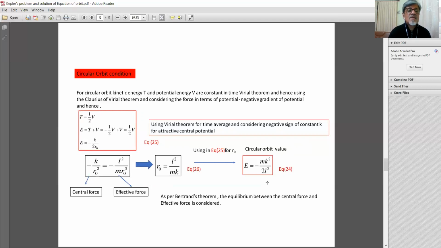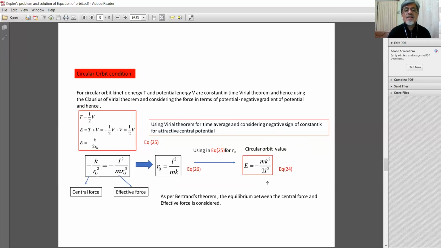So total energy is equal to kinetic energy plus potential energy. So it is represented as T plus V. Then if we put T is equal to 1/2 V, with a negative sign because it is a Clausius virial, then 1 V is positive. So we obtain E is equal to 1/2 V.